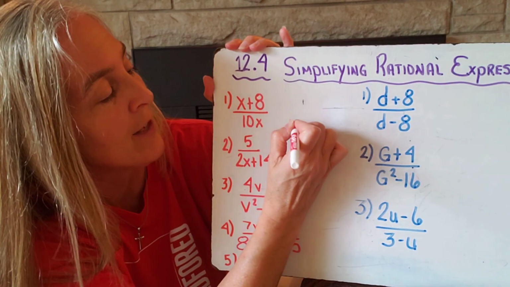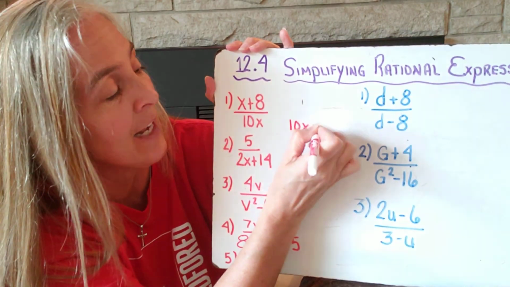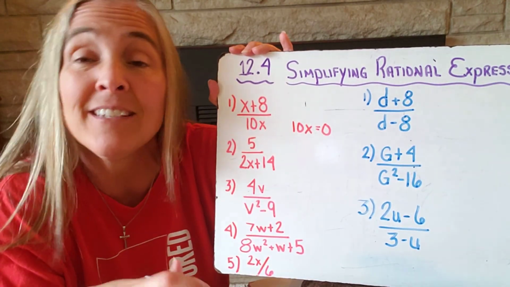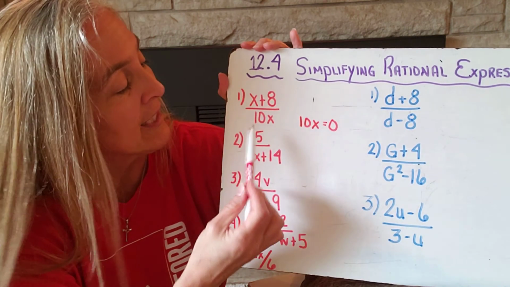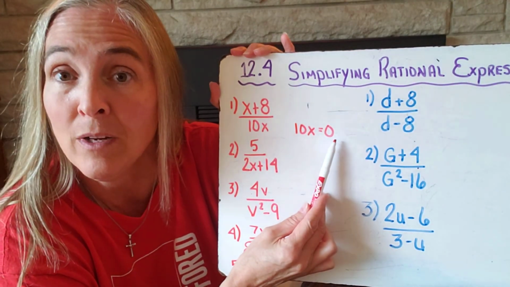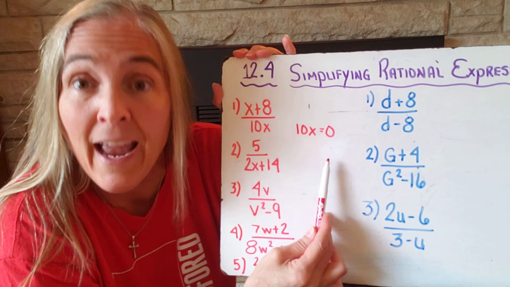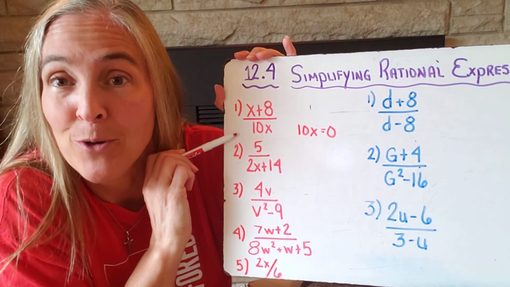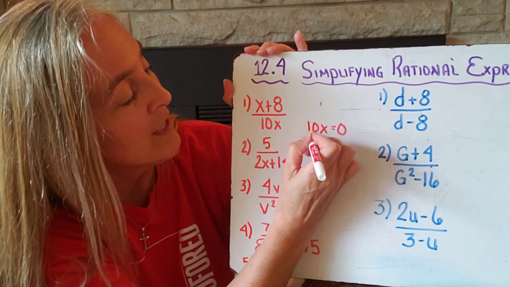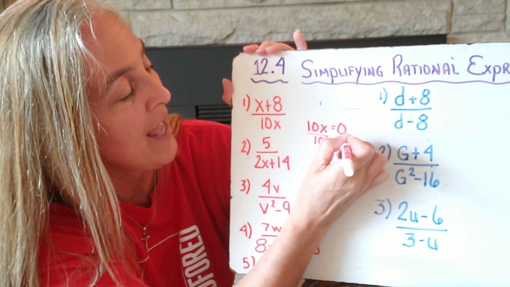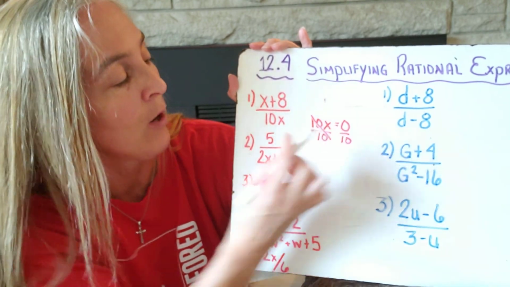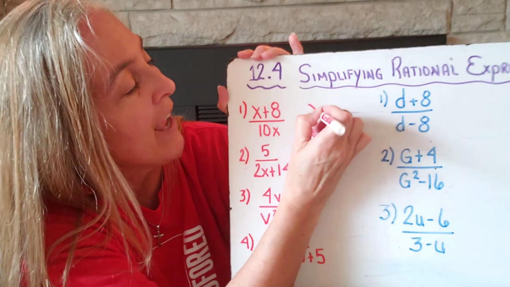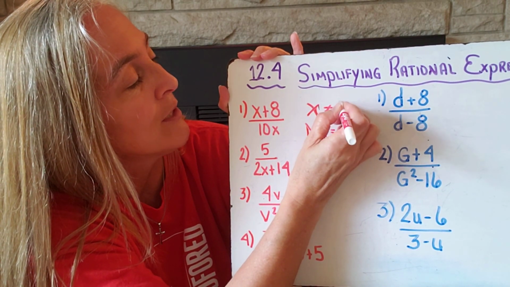Well, you should be able to see this without setting it equal to 0, but I want to show you if you can't recognize it as easily as this first one, you simply set the denominator equal to 0, find out what x would equal, and then in the problem, x cannot be that value in the denominator. So when 10x is equal to 0, you divide by 10, you get x is equal to 0. So the excluded value for this number 1, x cannot equal 0.